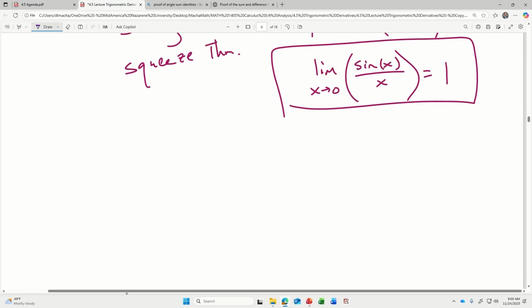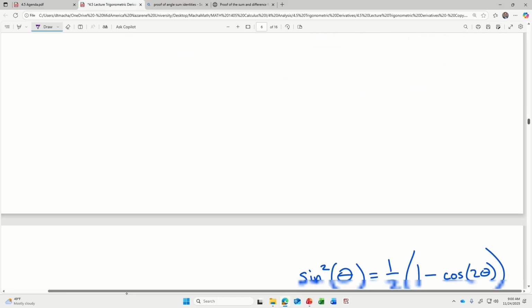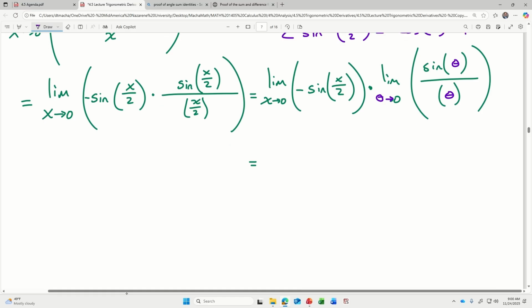Here's your hint. The limit of sine of x over x as x approaches 0 is 1. And it doesn't matter what symbols we use. We use theta, right? So sine of theta over theta, the limit as theta approaches 0, that's 1.